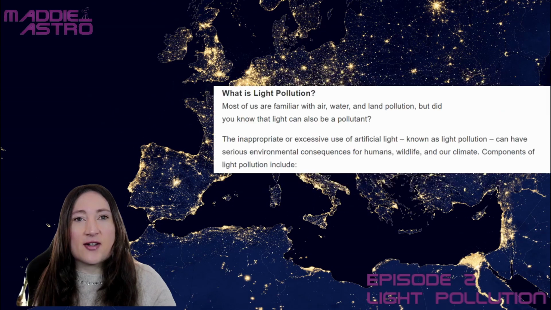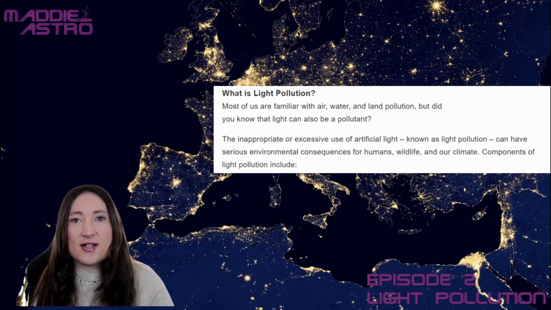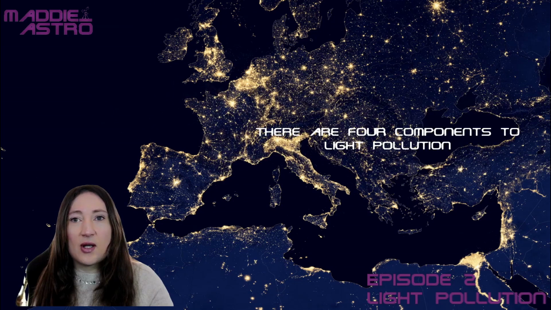International Association for Dark Skies, their interpretation of it is that the inappropriate or excessive use of artificial light, known as light pollution, can have serious environmental consequences for humans, wildlife and our climate. And they stipulate there are 4 different components to this, so let's get on to the 4 components.